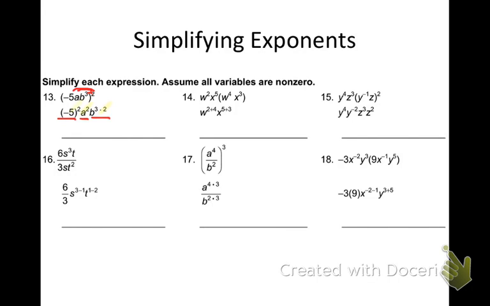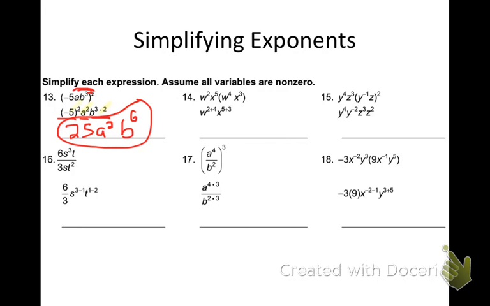Okay, now I simplify it. What's -5 squared going to get me, Joe Daniels? -5 squared? So I get 25. A squared is still going to be a squared. B to the third times 2. So 3 times 2 gives me b to the 6th. So my answer there is 25, a squared, b to the 6th power.